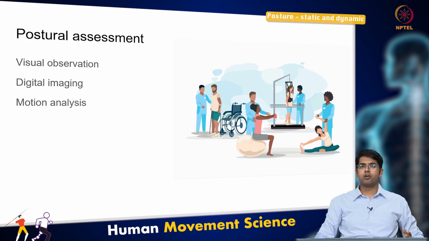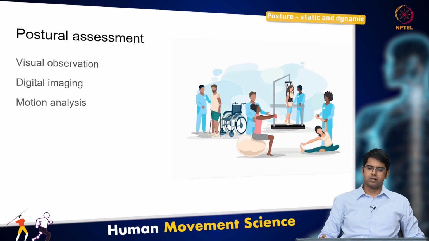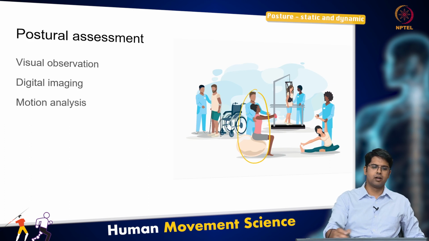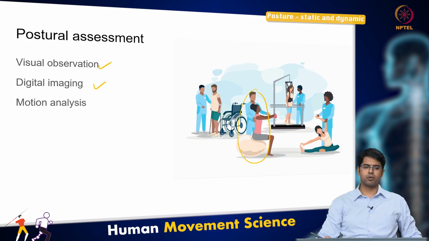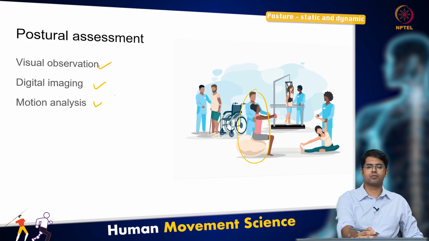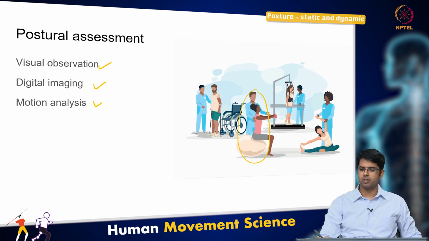So within human movement science, professionals use a variety of tools to assess and understand your posture. So it could be your posture during an exercise, which can be assessed using visual observation. You could have digital imaging from which you can quantify your posture, or even do motion analysis for when we do dynamic posture assessments. So correcting a person's stretch or yoga pose, for example, by assessing it visually or using a digital imaging tool, right?